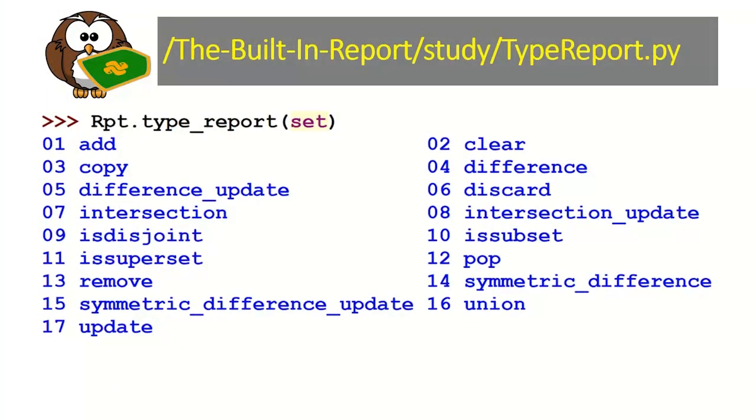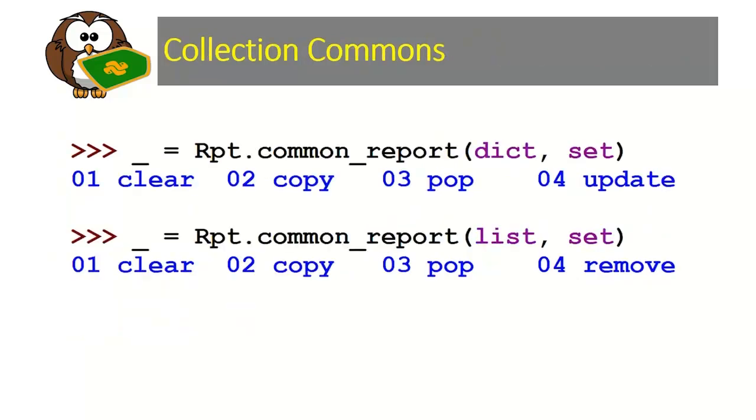Running the type report for our set class, you'll notice that we have a total of 17 unique functions. A lot of these things are very intuitive if you know anything about Venn operations and common high school level mathematics here in the United States and elsewhere. The most important thing, I think, to be aware of is the things that set, for example, would have in common with dictionary, as well as what set would have in common with our ubiquitous lists.